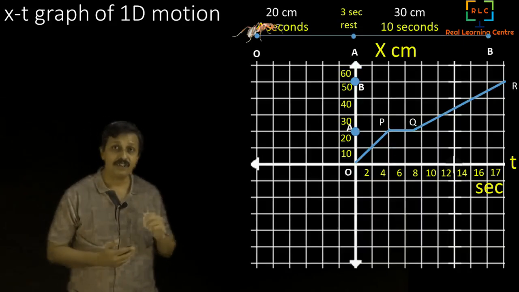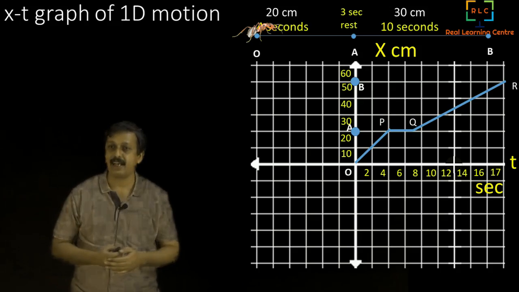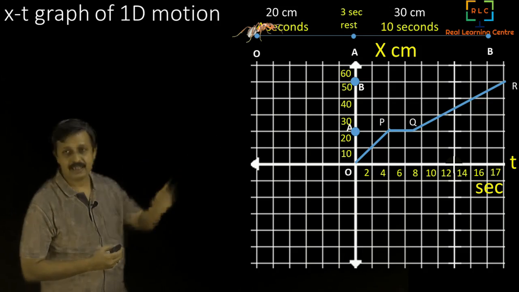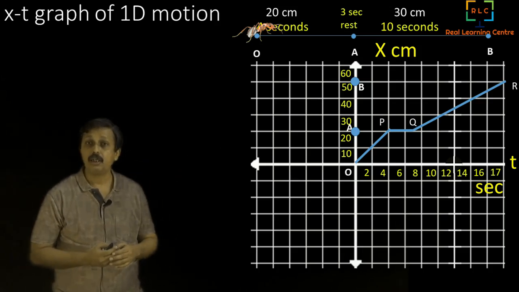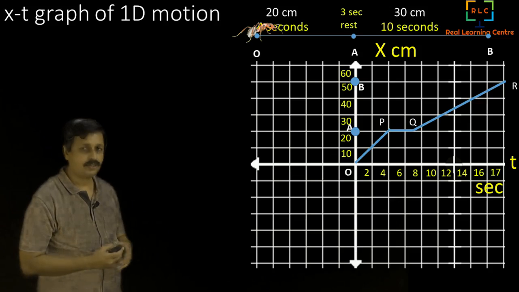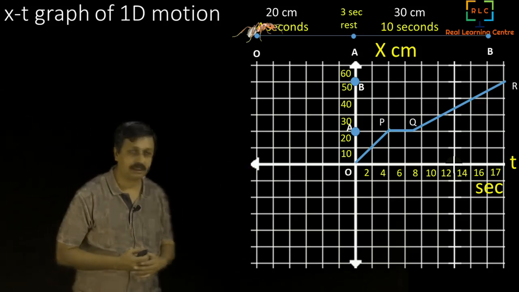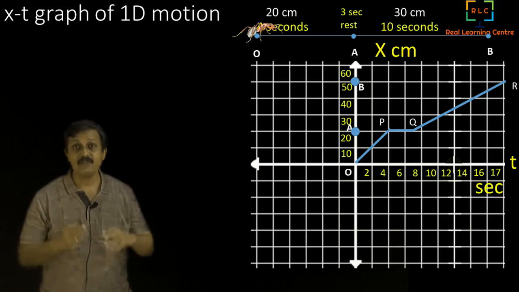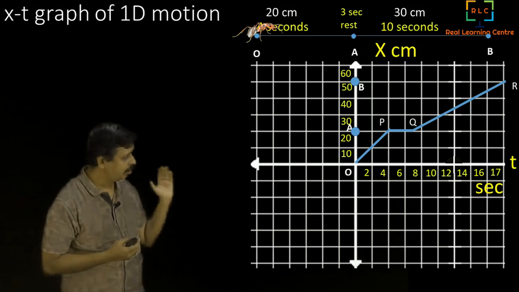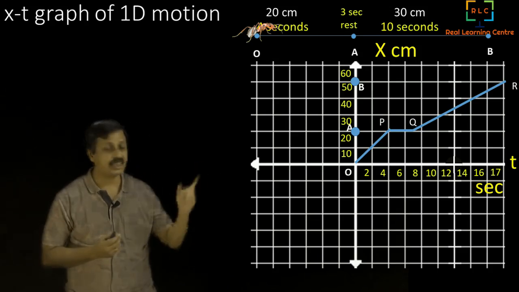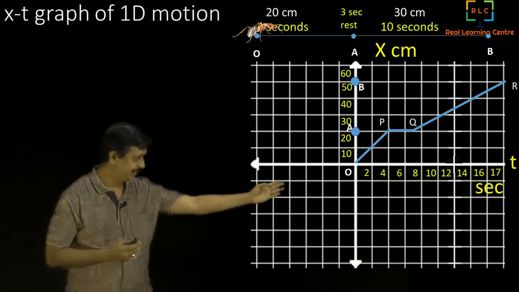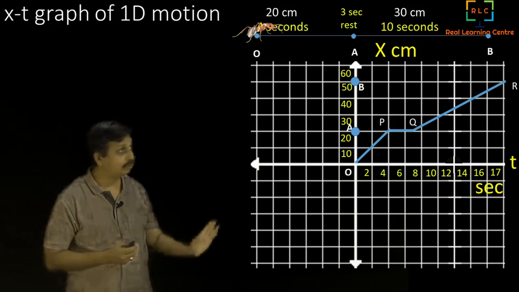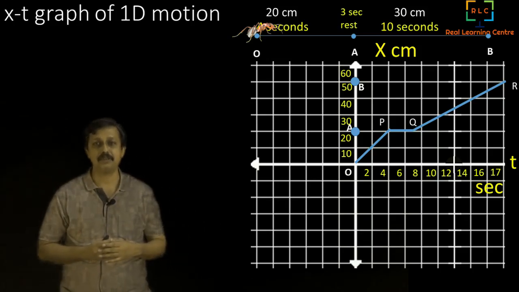To plot a graph, we actually need a graph sheet. Here is the graph sheet. On a graph sheet, we take an x-axis and a y-axis. We have seen that we used to take the x-axis horizontal and the y-axis vertical in our last session. Now here we are giving different names. The horizontal axis we call the time axis, the t-axis, and we measure it in seconds. The vertical axis is my x-axis, and it is measured in centimeters.